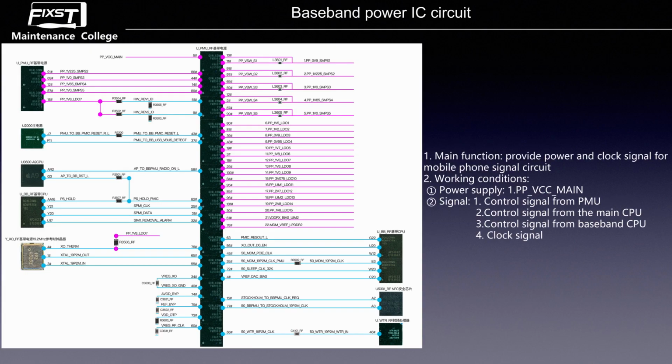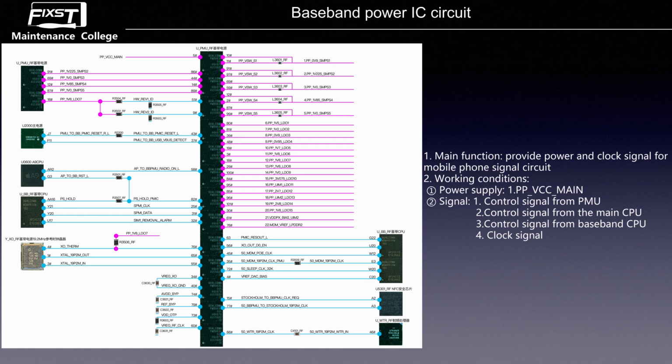Now we're talking about the baseband power IC circuit first. First of all, we need to know the main function of the baseband power IC. Its main function is to provide the power and the clock signal for the mobile phone signal circuit. And for the baseband power IC to work normally, it also needs 2 working conditions. One is power and the second is signal. Okay, now we see the power line first.